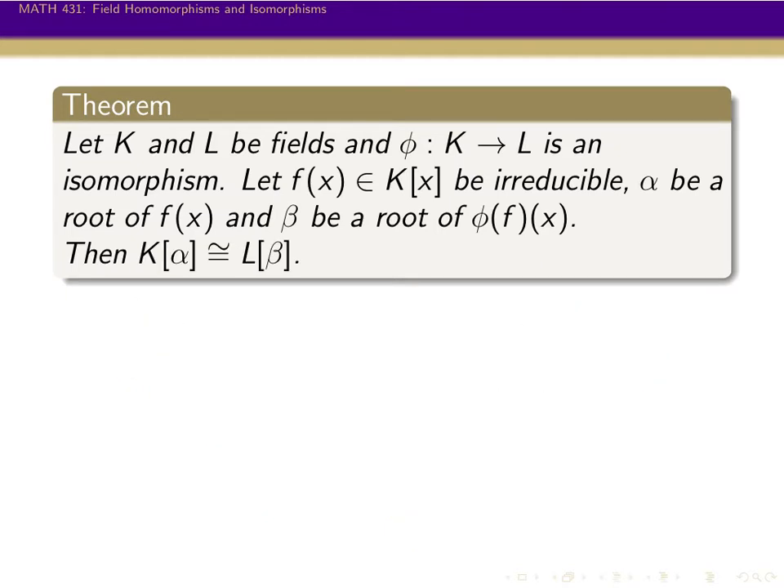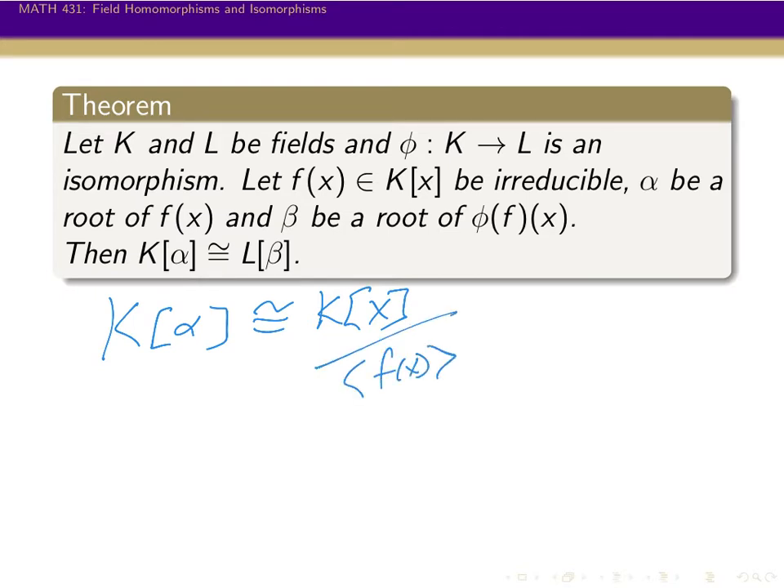Then our conclusion is that k adjoin alpha is going to be isomorphic to L adjoin beta. Most of the work in this is just understanding exactly what the theorem's saying. Again, the proof of this is going to be very straightforward. On the one hand, we have that k adjoin alpha is going to be isomorphic to k adjoin x modded out by f of x.